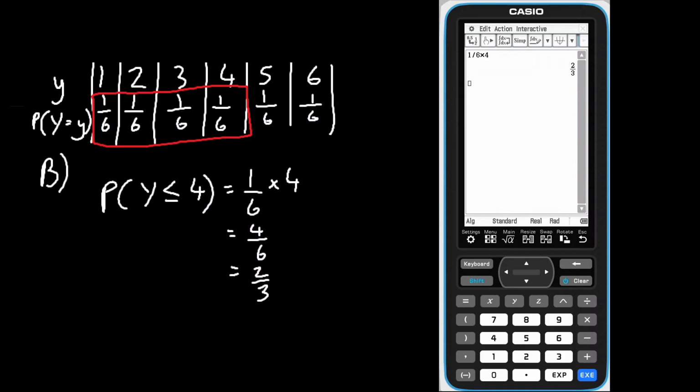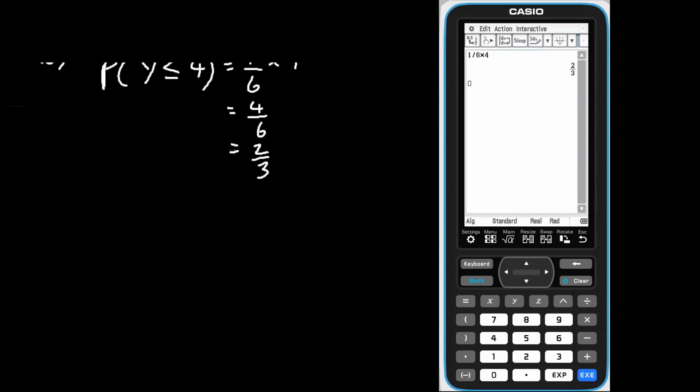Okay, so the next part is saying determine the expected value and standard deviation of y. Okay, this is a calc question, so I'm going to show you the easy way to do it. So the calculator does everything, and you can check your results. So this is part C. So we're wanting to find the expected value of y, and also we are wanting to find our standard deviation of y.